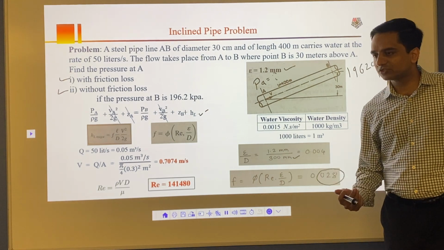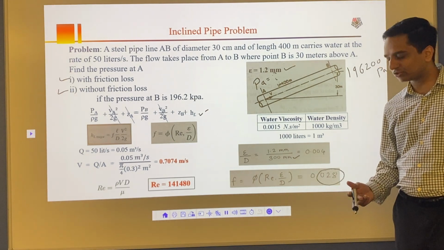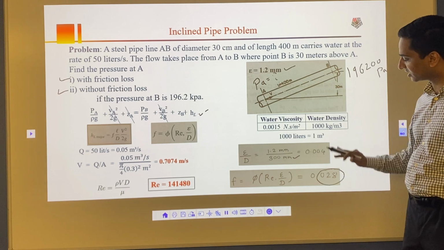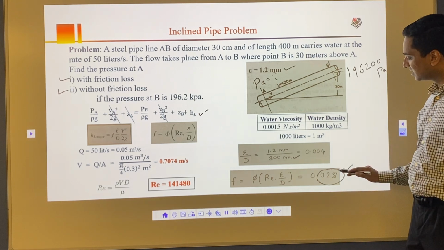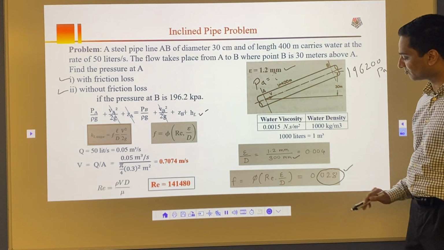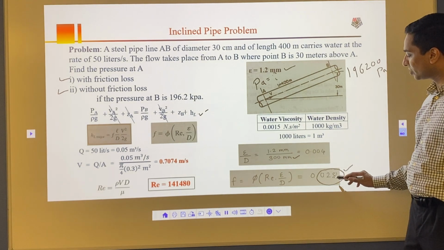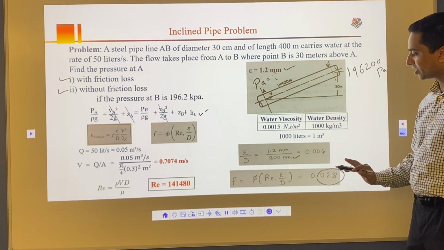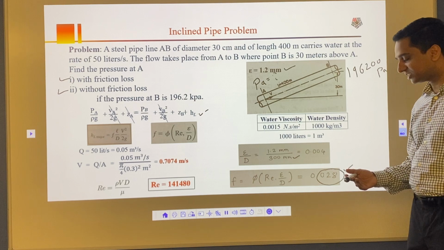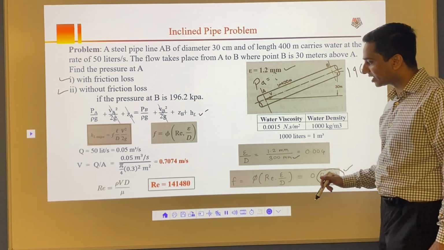Now, if in case you get 0.029 or 0.027, that is still fine. You should not get very high or very low, but somewhere around this vicinity you should get friction factor. So 0.028, that's your friction factor. You get it if you know how to read Moody chart.